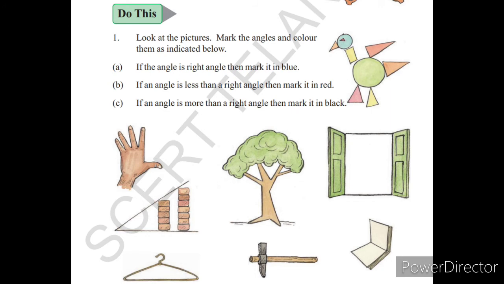First, if the angle is a right angle, then mark it in blue. So if it is 90 degrees, that is a right angle, then you have to mark the angle with blue color. Next, if the angle is less than a right angle, that is less than 90 degrees, then you have to mark it with red. Next, if the angle is more than a right angle, that is greater than 90 degrees, then you have to mark it with black.